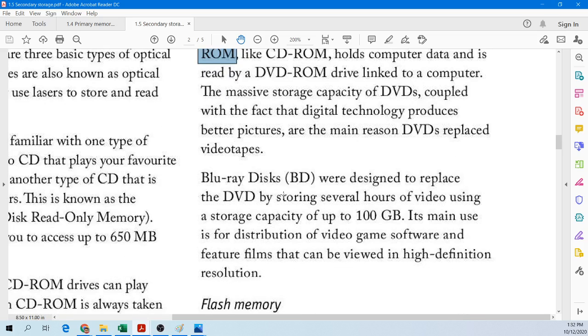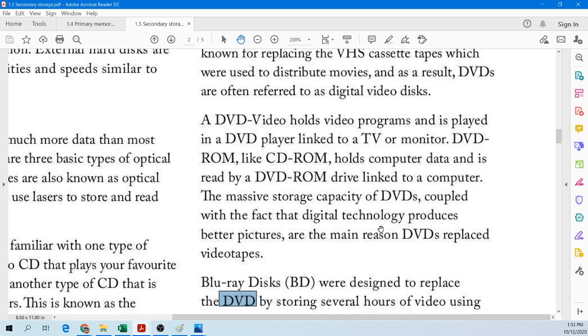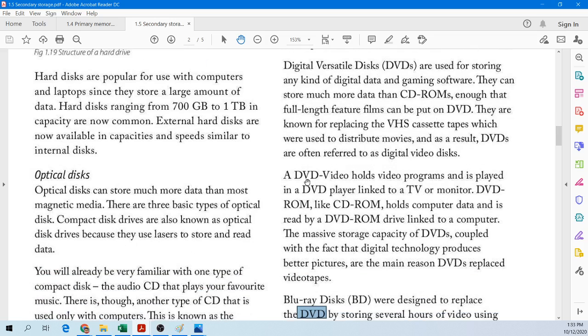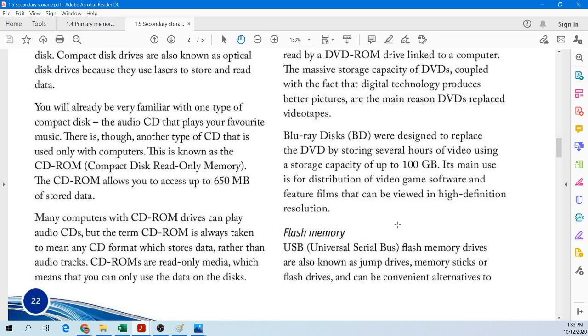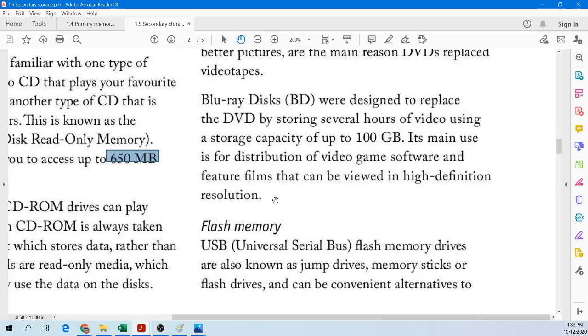Now, another form of optical disc is the Blu-ray disc, and it's basically replacing the DVD because it can store more data than the DVD. What you guys can do is research, for homework, the size of a DVD, because I don't see them mention it here. They mention the size for a CD, but they haven't mentioned the size of a DVD. And there's also sizes for the Blu-ray disc.